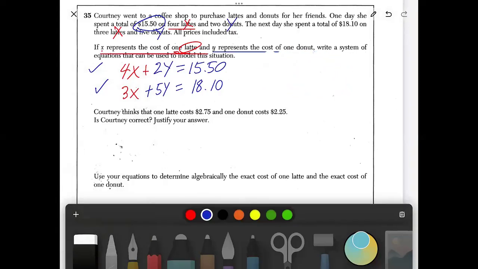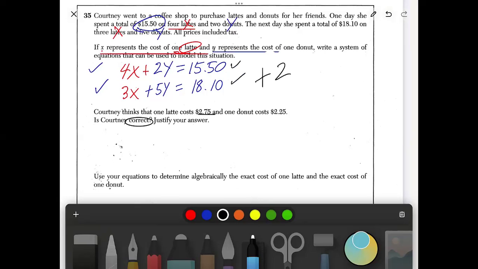So if you come up with those two equations, you're going to get the points. Now, the next thing is they almost always ask you a question about what the price is. Somebody thinks it's this price, and they're saying, is that person correct? So in this problem, they said Courtney says one latte costs $2.75, and one donut costs $2.25. Is she correct? Well, the only thing you need to do is use your equations, plug these numbers in, and see if you get these values.